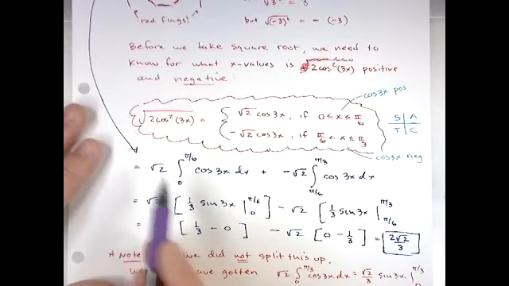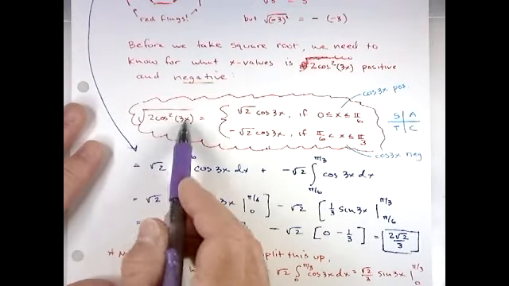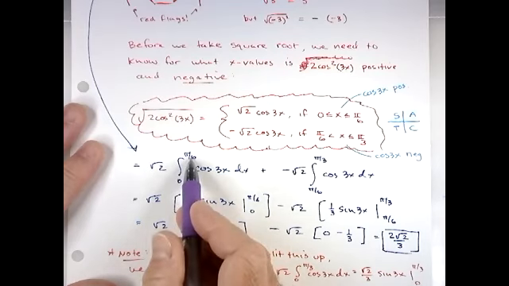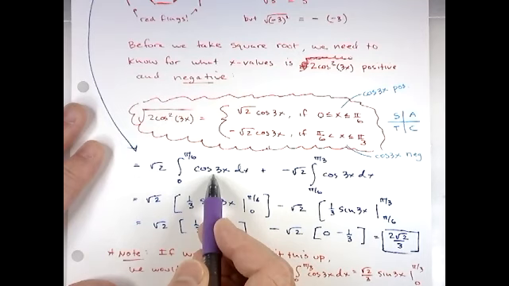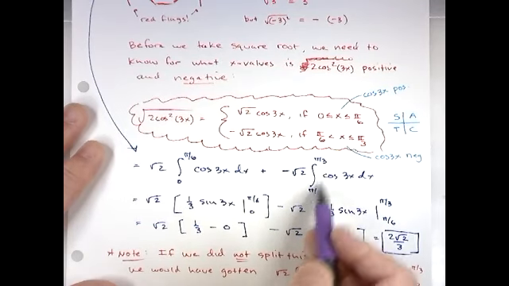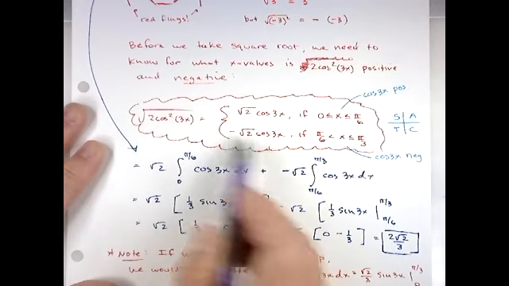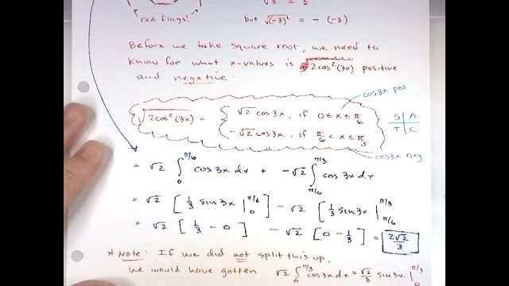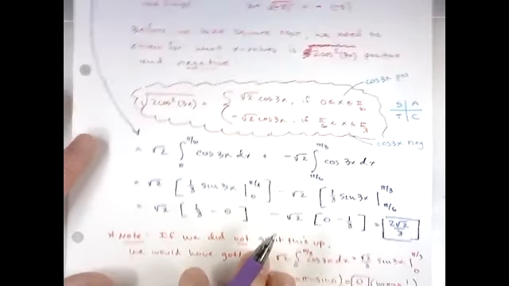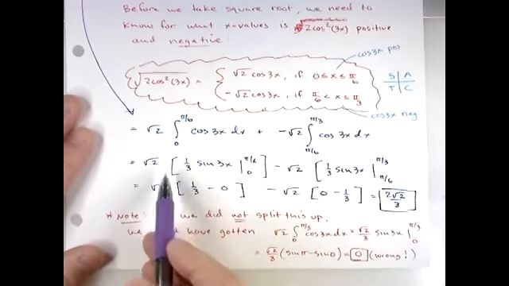So what that means is we have to break this up into two integrals. The square root of 2 cosine squared 3x from 0 to pi over 6 is just root 2 cosine of 3x. But from pi over 6 to pi over 3, the square root of 2 cosine squared 3x is negative. That's why I have this negative root 2 cosine of 3x. That's a huge big deal. You got to watch out for these.